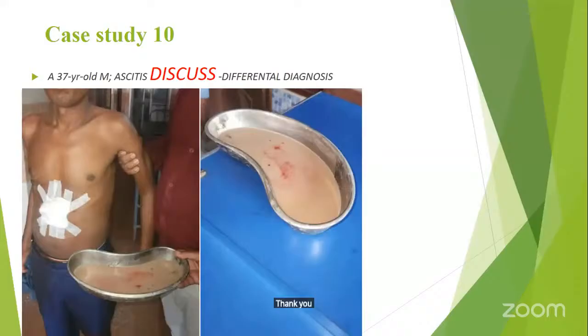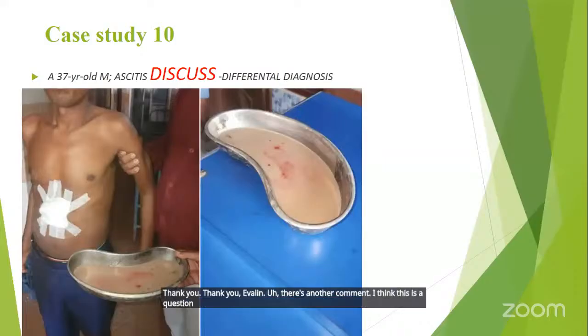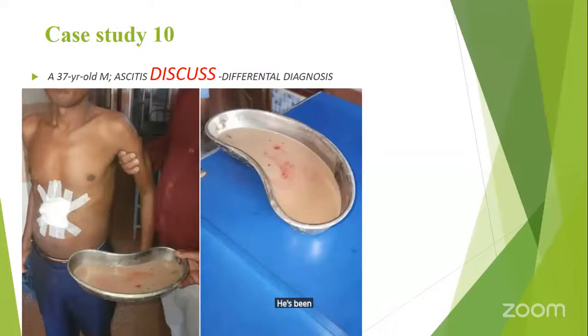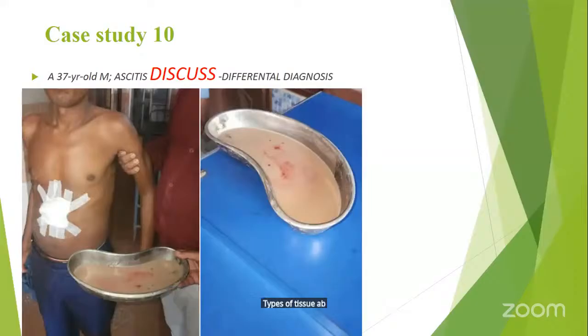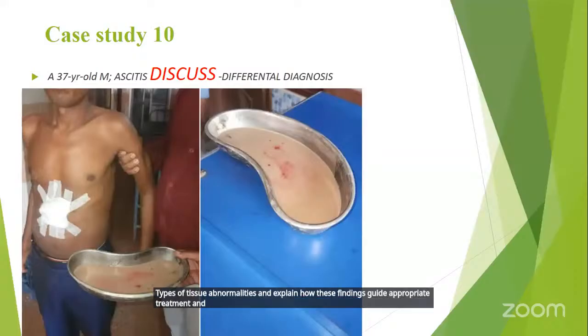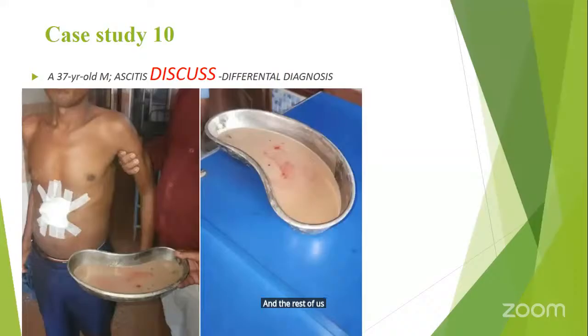Thank you, Evelyn. There's another question, I think from Peter, but from your presentation, if he followed keenly, he's been answered completely. Discuss the laboratory differential diagnosis of soft tissue lesions, highlighting how the process distinguishes between benign and malignant lesions, as well as different types of tissue abnormalities, and explain how these findings guide appropriate treatment and strategies. Peter, I hope you've been answered, and the rest of us who've read that question.